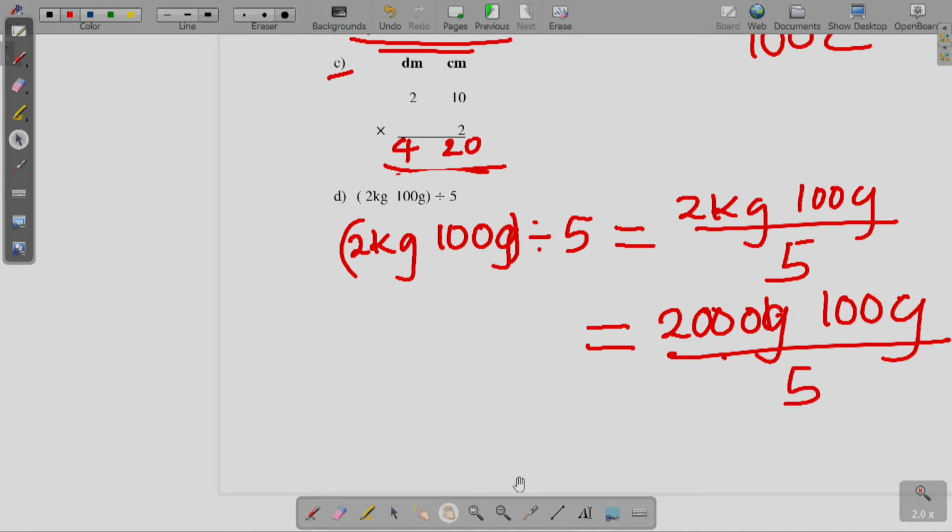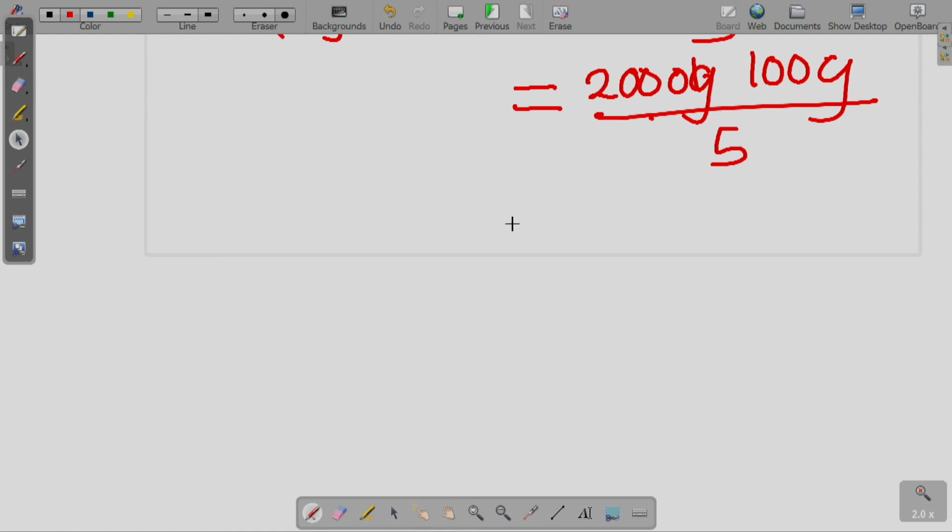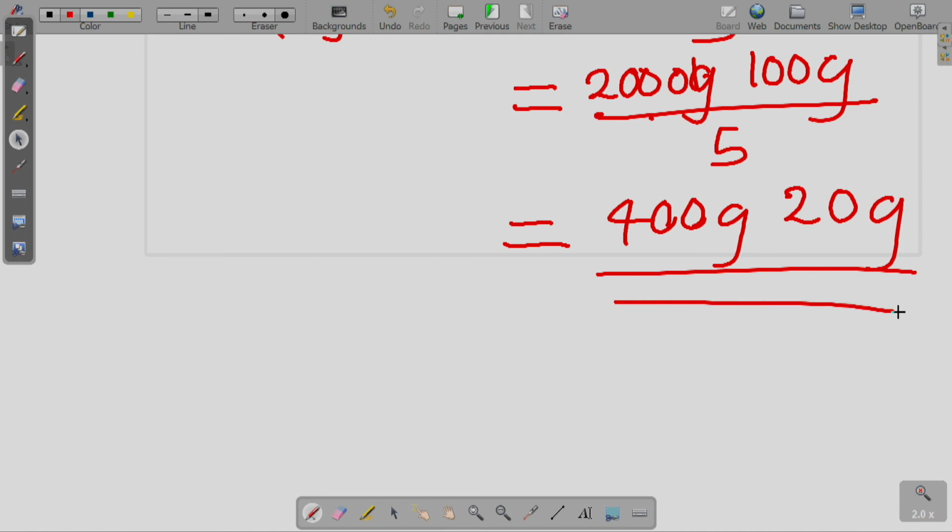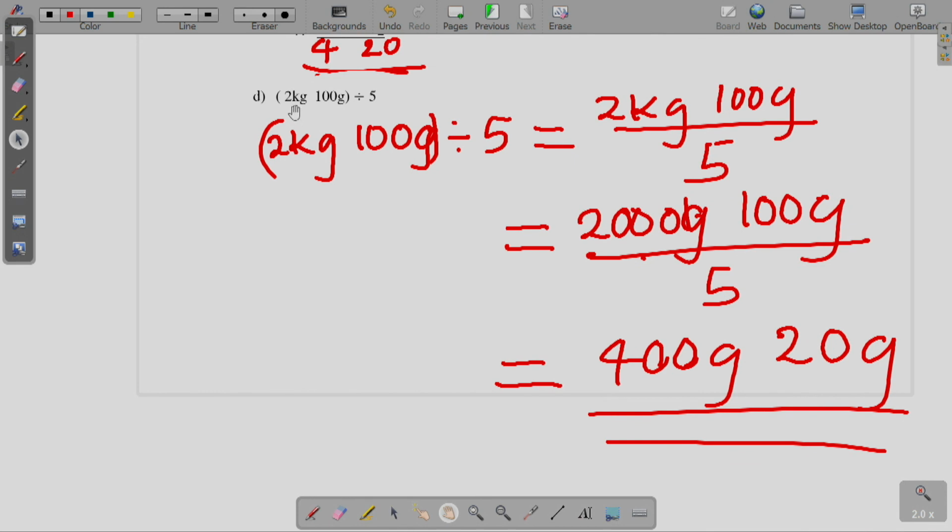So if you divide 2000 by 5, we'll get 400 gram, and also 100 gram divided by 5 will get 20 gram. So this will be the answer. So if you divide 2 kilogram and 100 gram by 5, the answer will be 400 gram and 20 gram.